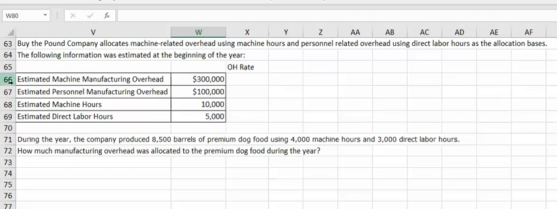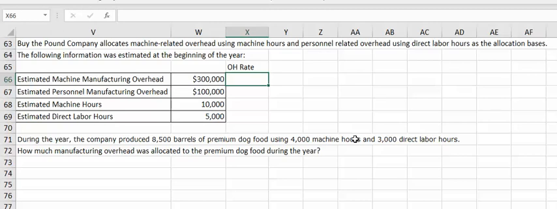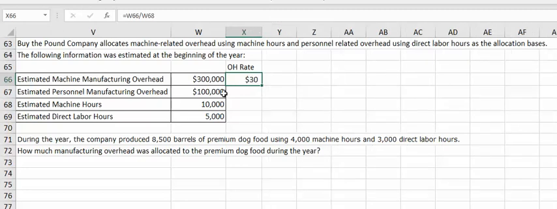So in this case we have two pools that management's using. They have $300,000 that they estimate will be spent related to having the machines, that being depreciation on the machine or the repairs and maintenance. They decided to use machine hours as its overhead rate or as its activity. So the overhead rate to allocate, to split these costs up among the products, is the 300,000, the total cost, divided by machine hours. So the more hours a product uses the machine, more dollars will get allocated to it.